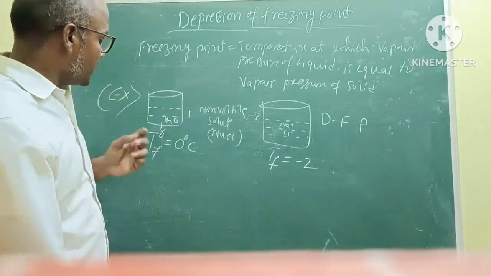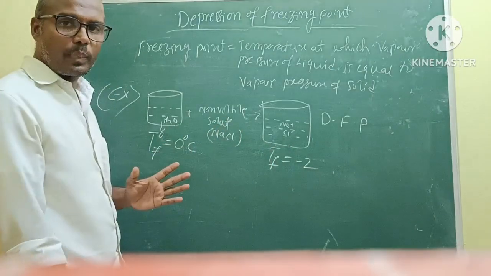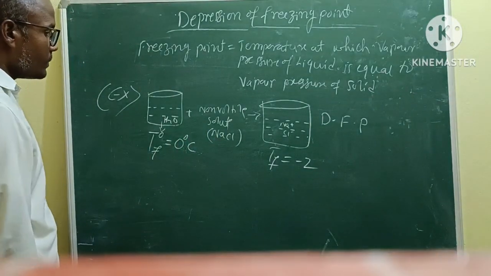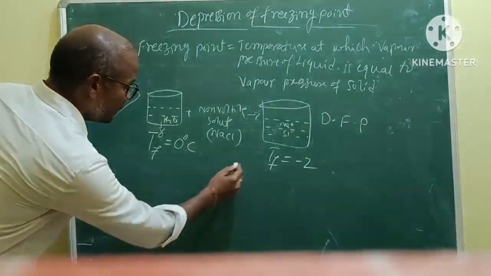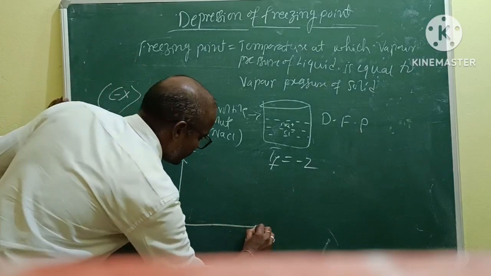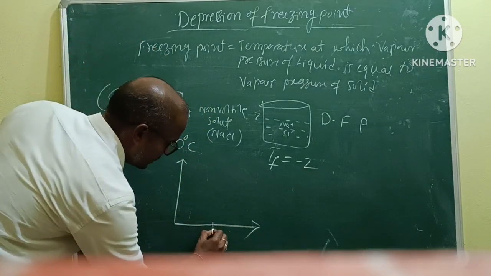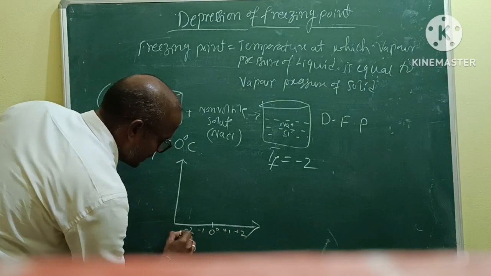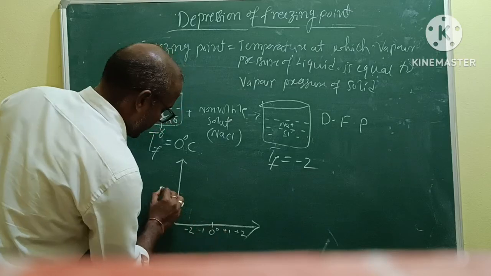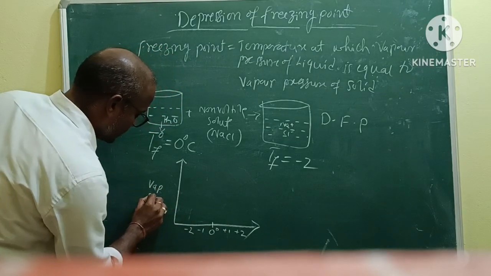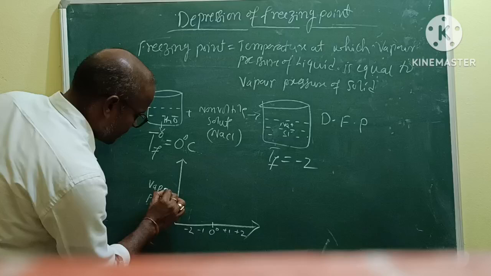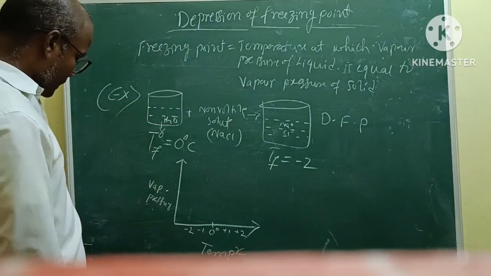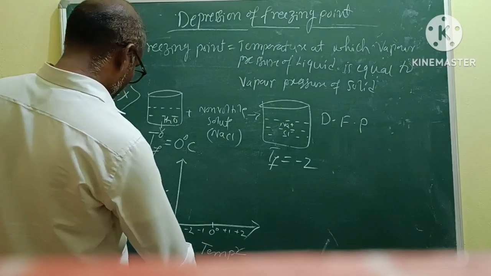So the freezing point decreases here. Understand? Freezing point decreases. Now we will draw the graph for this. Here this is 0 degrees Celsius, here +1, +2, -1, -2, like this. The graph is between the vapor pressure and temperature.